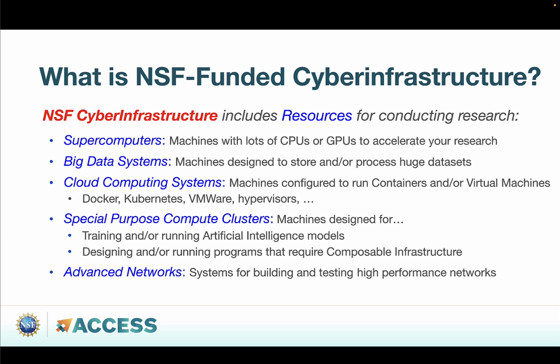There are machines for conducting various kinds of research, including supercomputers that have lots of CPUs and GPUs, big data systems designed for storing and processing huge data sets, cloud systems that are configured for running containers or virtual machines, such as Docker, Kubernetes, VMware, etc., special purpose machines, such as those designed for training or running artificial intelligence models, or machines designed for running programs that require a composable architecture. There are also advanced network resources for researchers who build and study high-performance networks.